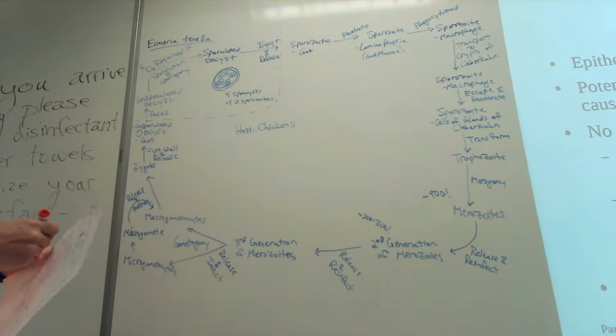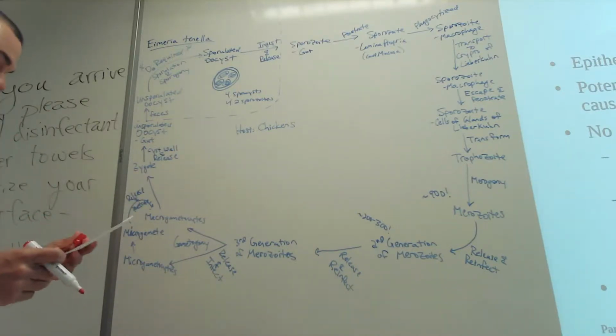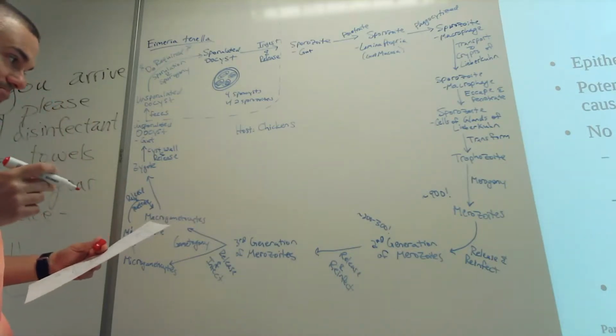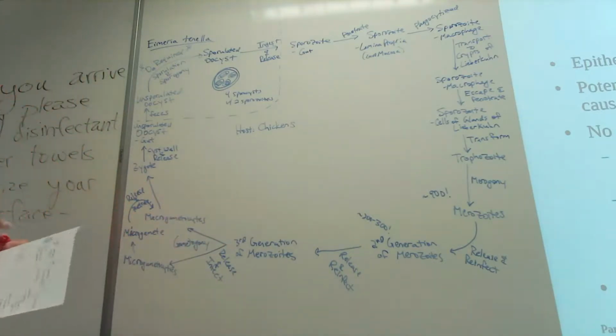All right, couple things. So we talked about sizes. Yeah, this is about 900. Then you get about your 200 to 300 merozoites, and you get even fewer for the third generation. Again, they're kind of getting bigger. The merozoites are getting bigger with each stage.